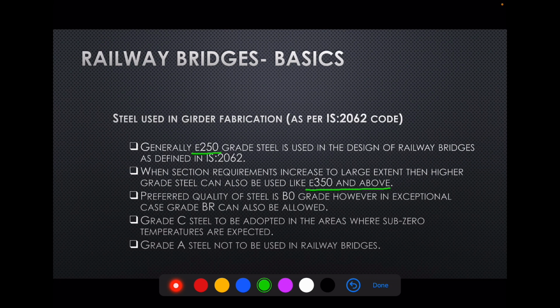Now let's come to the quality of steel. Preferred quality of steel is B0 grade. However, in exceptional cases, grade BR can also be allowed. Now let's come to grade C steel. Grade C steel is to be adopted in the areas where sub-zero temperatures are expected. And grade A steel is not permitted, not to be used in railway bridges.